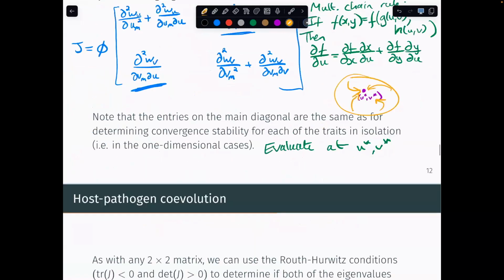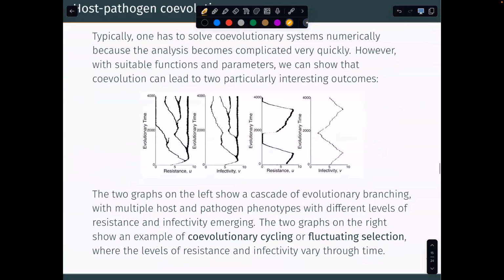Okay, we're nearly done for this section. Because of this, often we end up solving these systems numerically, but we can get a real rich set of outcomes. These are actually some simulations. Just like those evolutionary trajectories that we looked at before, these are coevolutionary trajectories. And we can see a much richer set of outcomes when species coevolve than when they just evolve by themselves.